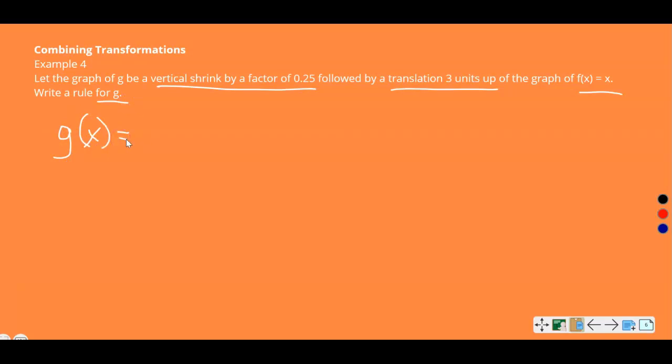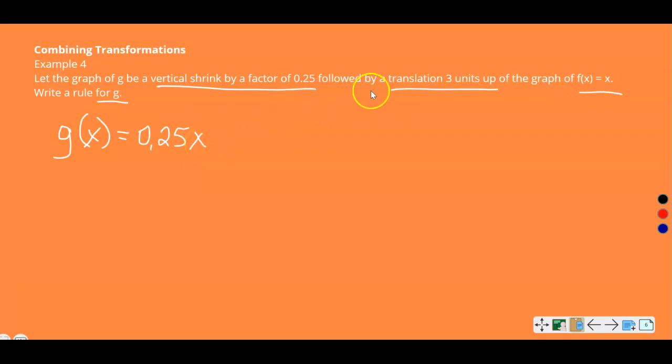So the first thing we need to know is a vertical shrink by a factor of 0.25. So that's our a. Remember, a vertical shrink, a is just a. It's not 1 over a. If that was a horizontal, it would be 1 over. But this is just a, so it's just going to be 0.25 times the function, which is just x. So you could say 0.25 times f of x, but f of x is just x. So I'm going to go ahead and substitute that value in.